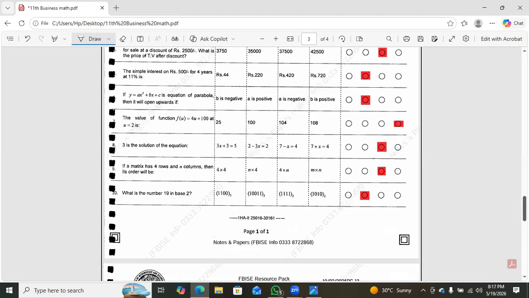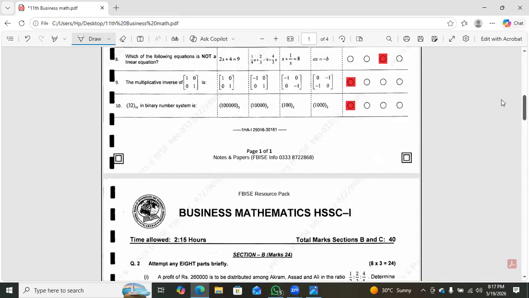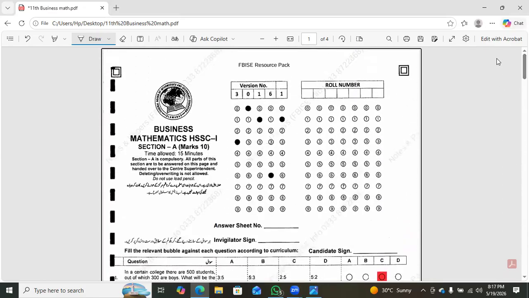So this is the model paper structure and marking criteria, and we also discussed the past paper for the year 2025.